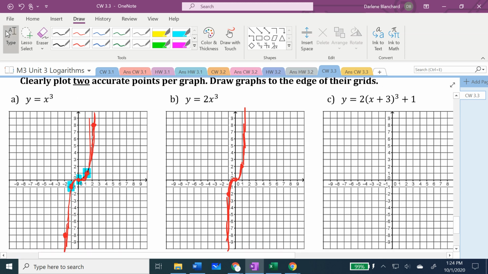Then I still have the 2 times right here. So let me make sure you see this. 2x cubed, 2 times x cubed as a parent function. Okay, it's all right. Then you are taking the graph that we just drew, and you are moving it how? Tell me in chat how you are moving it.